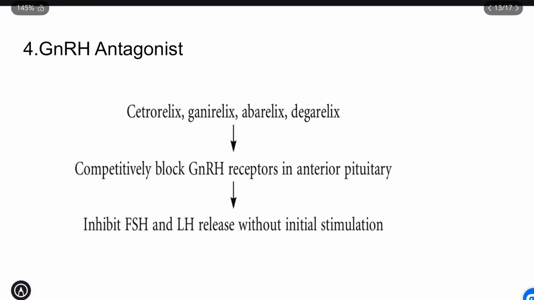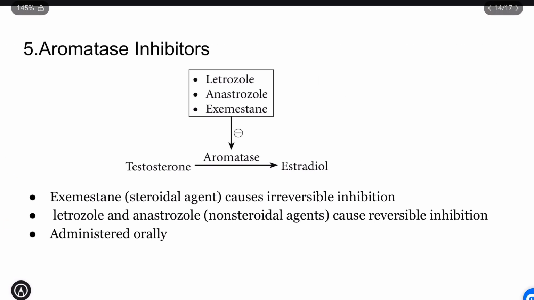Then there are GnRH antagonists. Now these GnRH antagonists, examples are cetrorelix, ganirelix, abarelix, degarelix. This will completely block GnRH receptors in the anterior pituitary, will inhibit FSH and LH release, decrease in estrogen, and the same cycle continues as we have already seen.